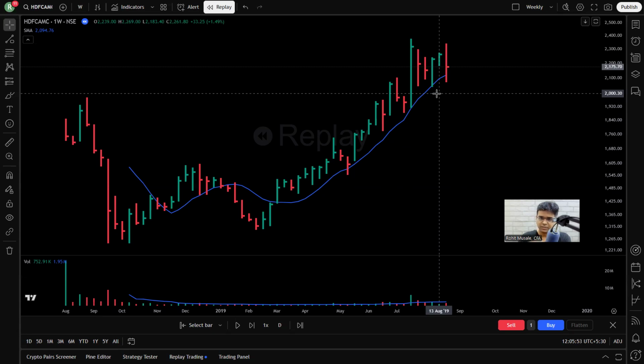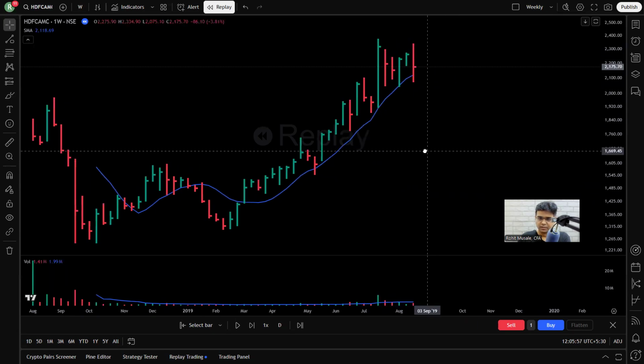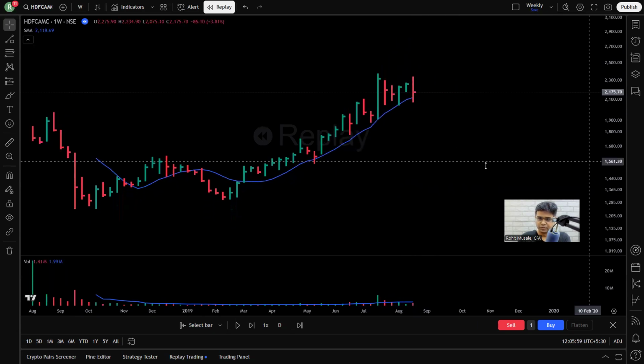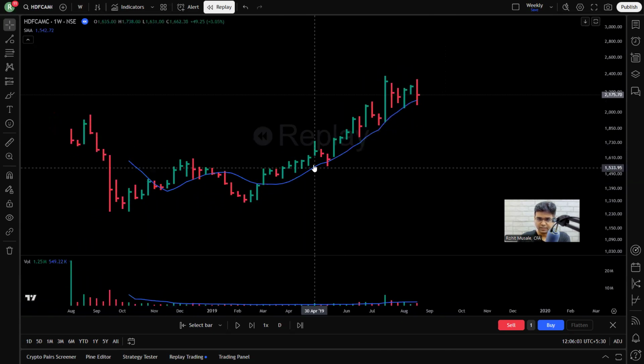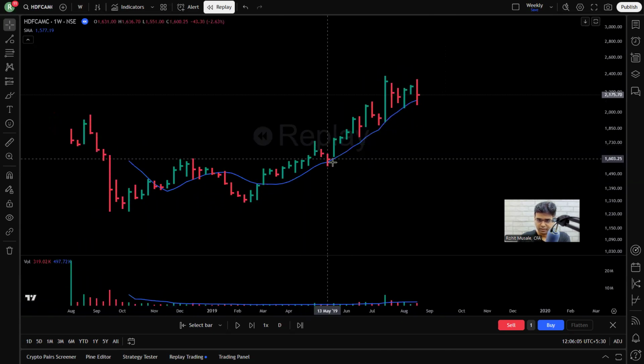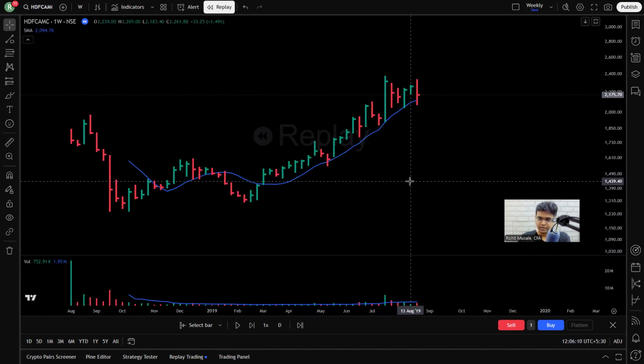So this is a flat base. What's the pivot point in the flat base? That's the high of this bar. So let's draw the pivot range. So as you can see clearly, this is a nice cup with handle. After this bar, there are two red bars. So that completes the handle.